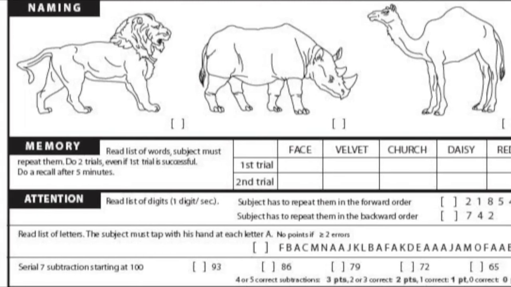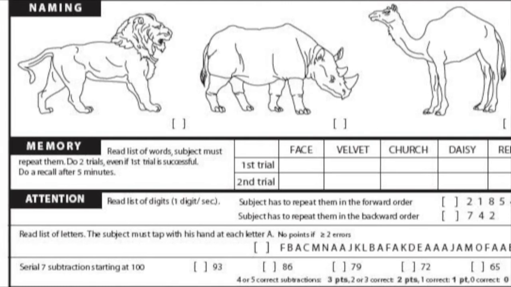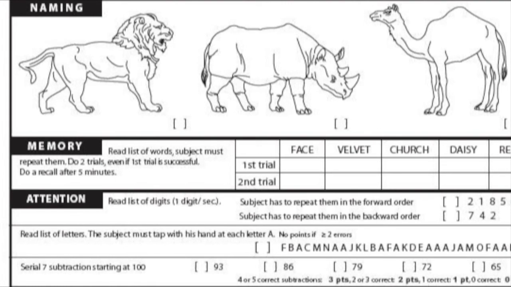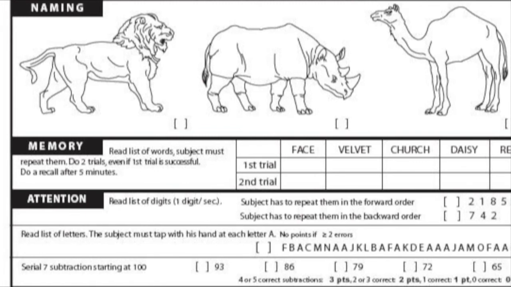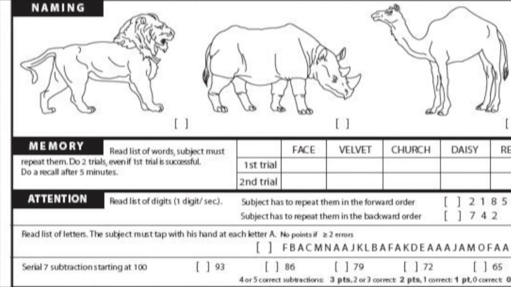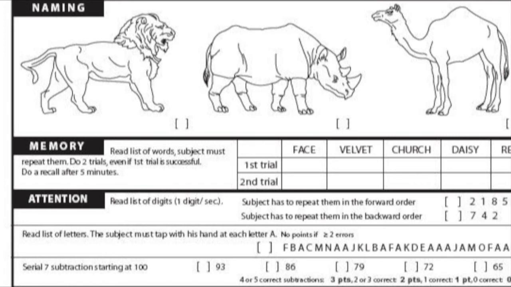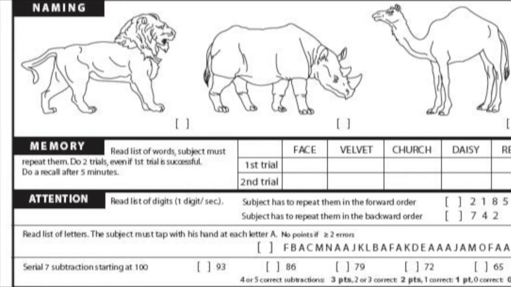This item is scored out of 3. No points are given for no correct subtractions. 1 point is given for 1 correct subtraction, 2 points for 2 to 3 correct subtractions, and 3 points if the client successfully makes 4 to 5 correct subtractions.